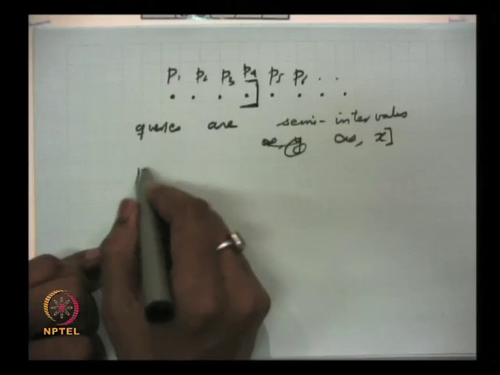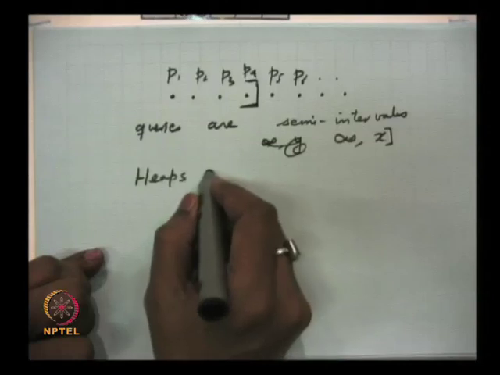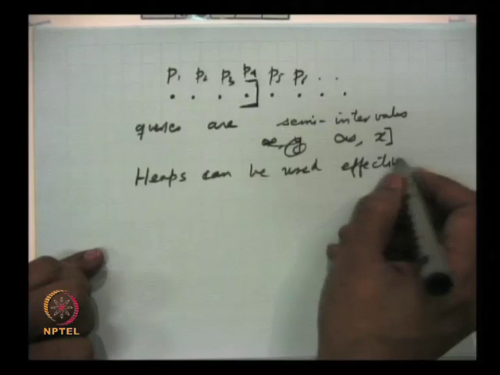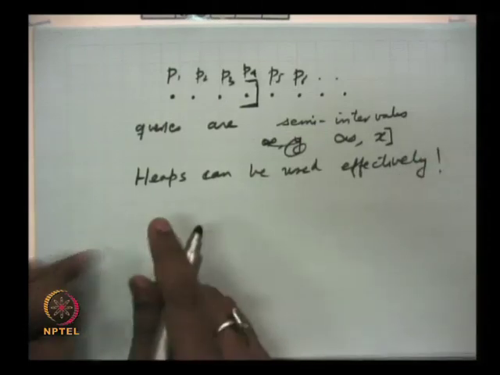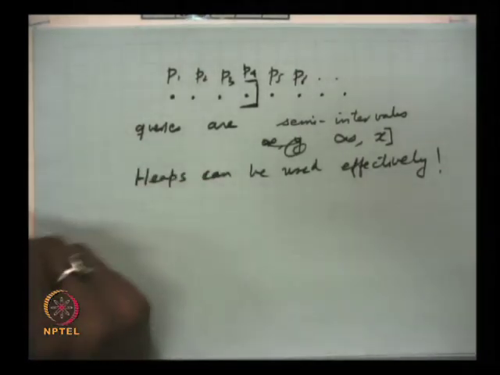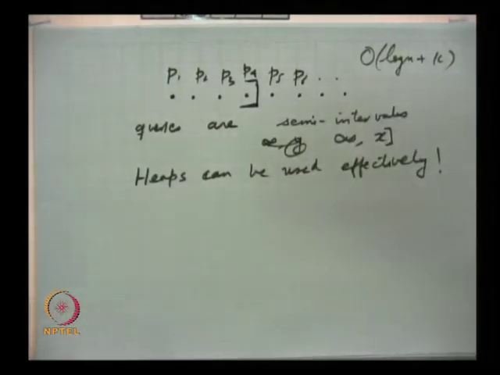So, I claim that heaps can be used effectively, and why would we prefer heaps? We could just basically sort the sequence and do the binary search and be done with it. Right? And I want to again achieve a query time of order log n plus k. That is my goal, linear space, order log n plus k. So, why would I even bring up this heap here?